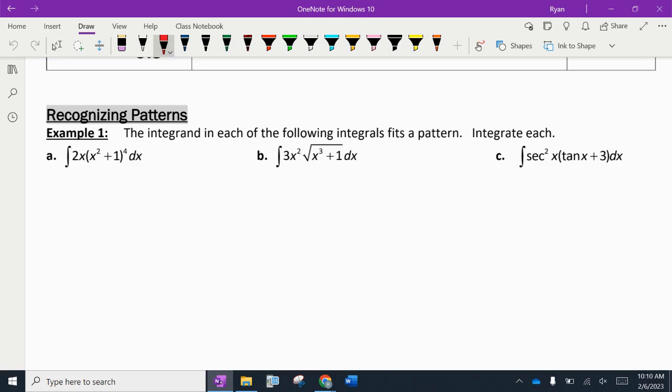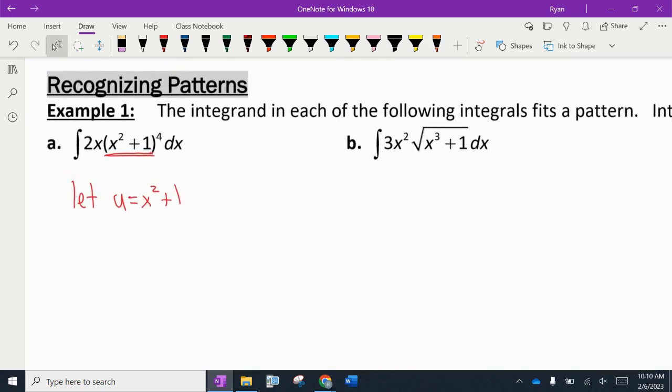The 2x is here, yes, but this is the part that is the most complex of it all. This thing is being taken to the 4th power. So what we're going to do is say, let's let u, some other variable, and u is the most common one that we see in math, let u be equal to x squared plus 1. Anytime we do one of these u-substitutions, the next thing we're going to do is take a derivative of both sides with respect to x.